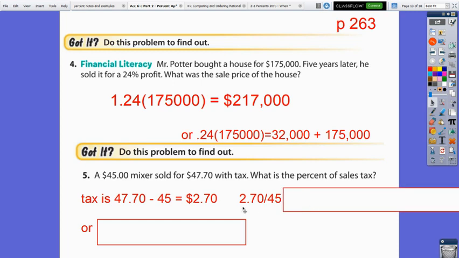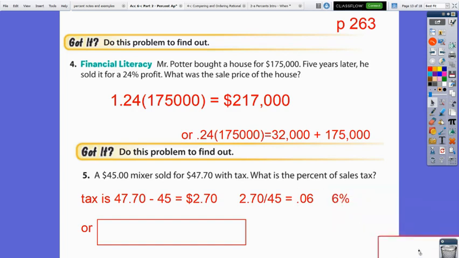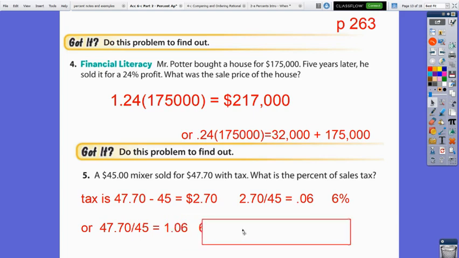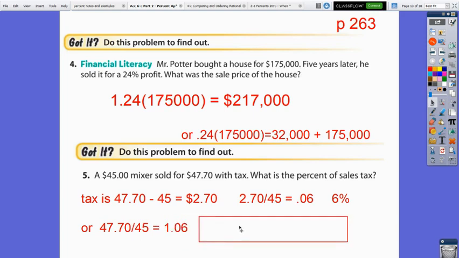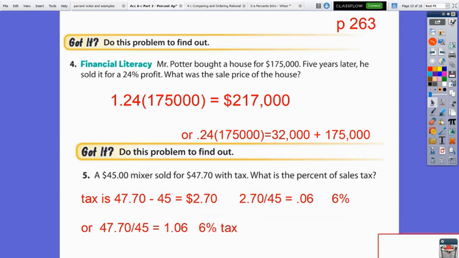Finding what percent a number is, what one number is of another, is a division. 2.7 divided by 45 comes out to 0.06. So the answer is 6% sales tax. The other method to do this is divide 4770 divided by 45, and you get 1.06 as your answer. So recognize that that means it was 6% added on to the original price.